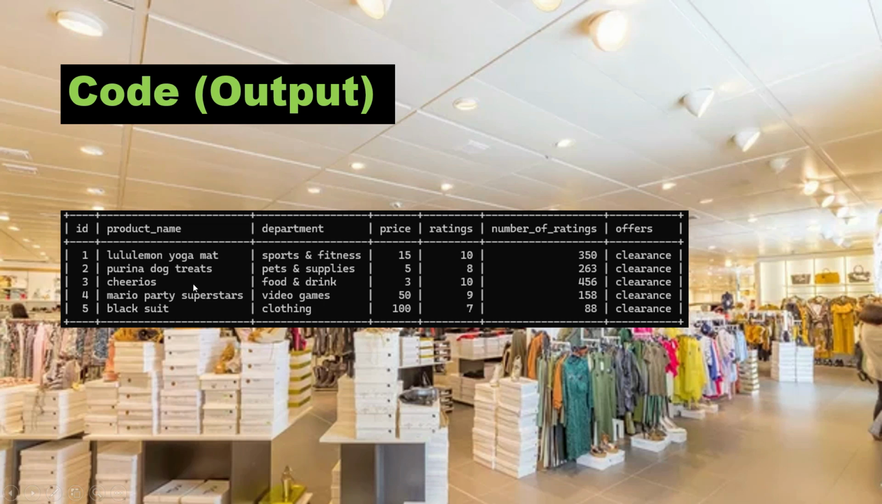This range here is from 1 to 10 if you didn't know. Purina dog treats was an 8, the black suit was a 7, but you can see only 88 people rated it. So the numbers can change, and it was $100. Maybe because the price was expensive, that's why they gave it a 7. That's one factor. And Cheerios was low in price, so that's why it was higher. Yoga mats here, sports and fitness.